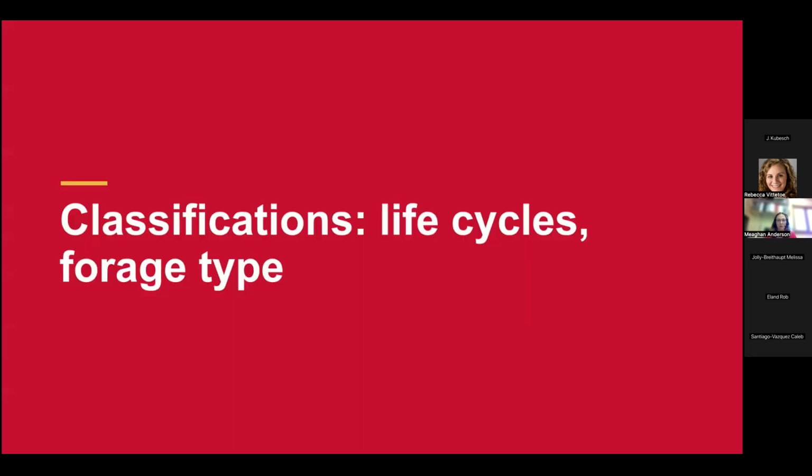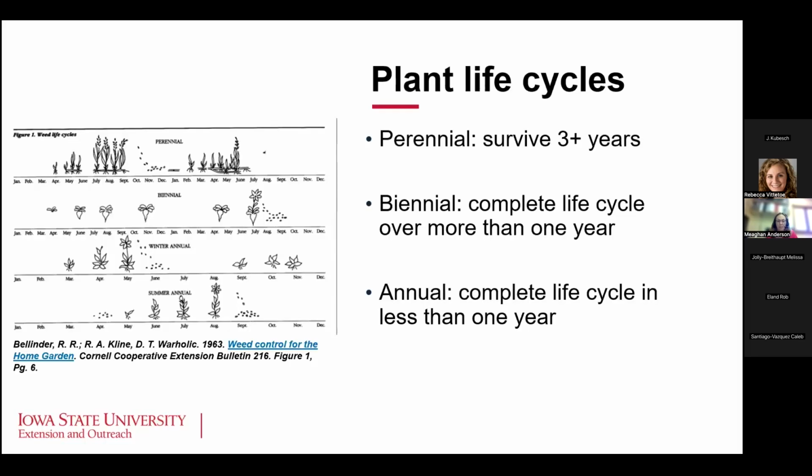To start with, plant life cycles are probably the primary way that we think about classifying forages, right? Depending on the forage systems we're producing, somebody may be interested in annual forages, but most of the time we're going to be looking toward more perennial type forages. Annual forages are those that will complete their life cycle in less than 1 year.